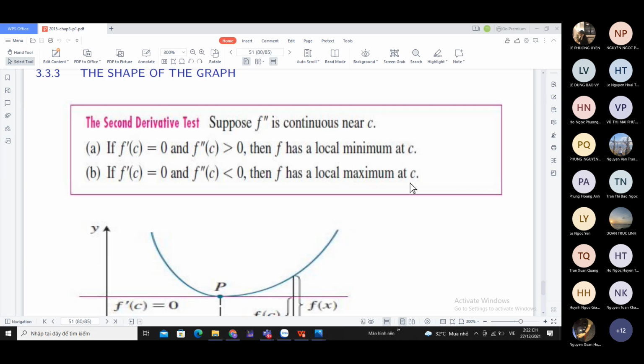Okay, and then if f prime of C equals 0, what does it mean? It means C is a critical number. Moreover, if f double prime of C is positive, then f has a local minimum at C. And if f double prime of C is negative, then f has a local maximum at C. How to prove it? Actually, it's very elementary. Now let me give you the proof.